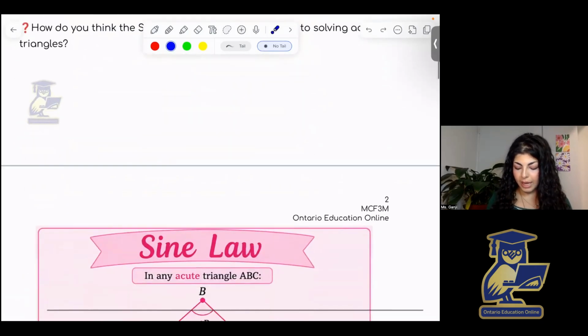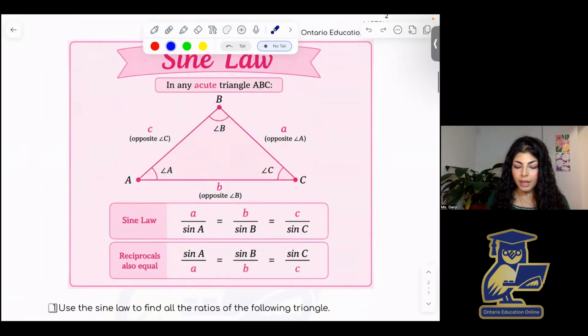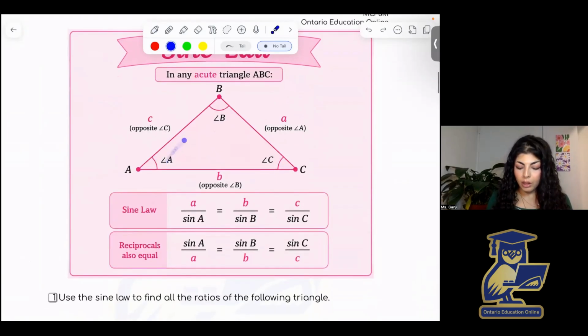So let's look at now our sine law. So sine law is, again, for just acute triangles. So all of these three angles are less than 90 degrees.